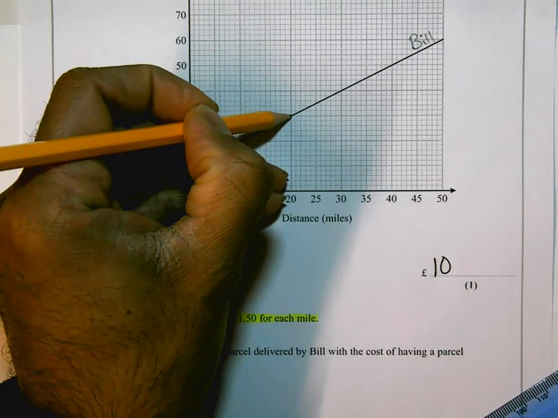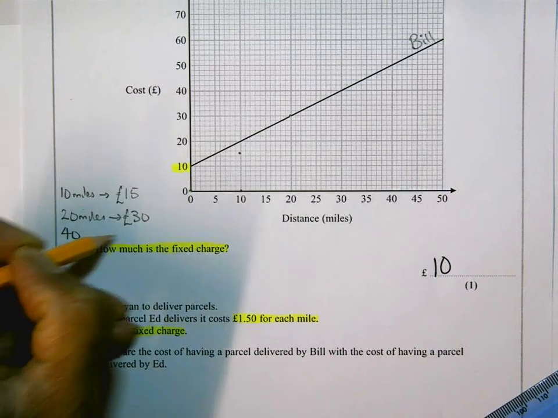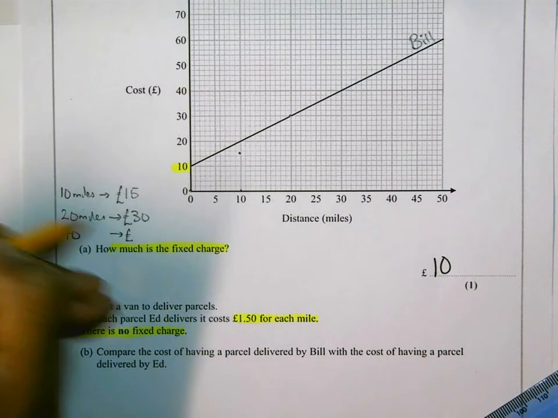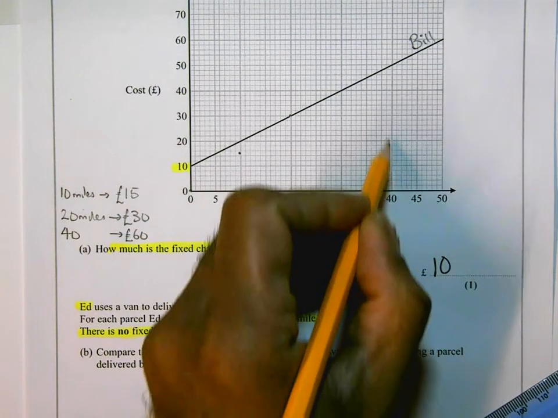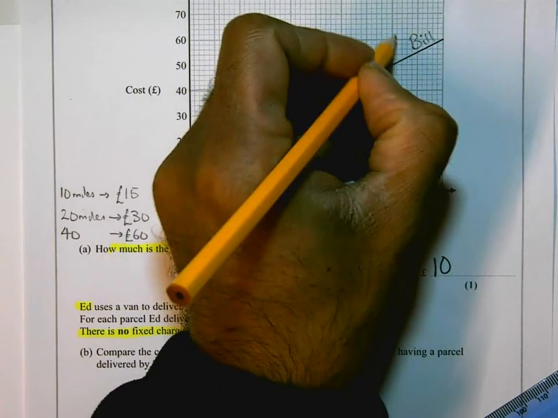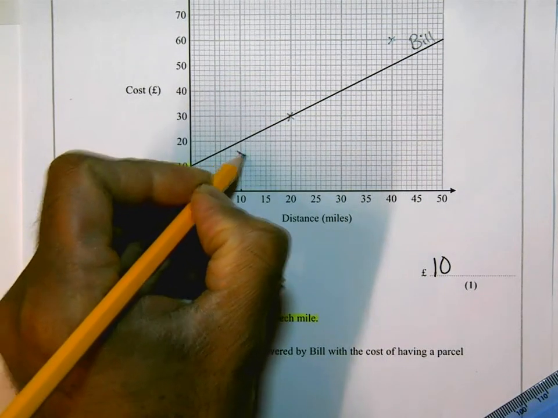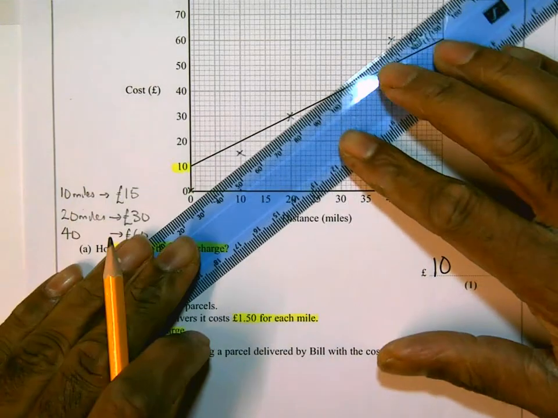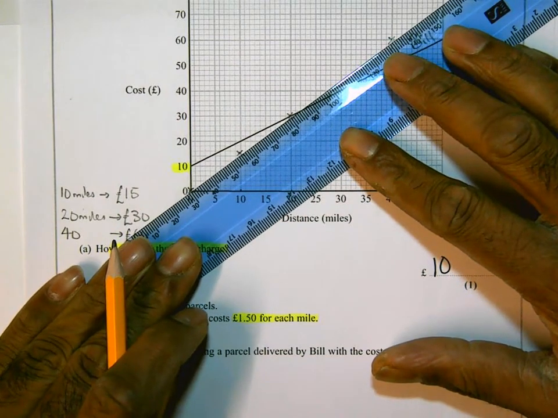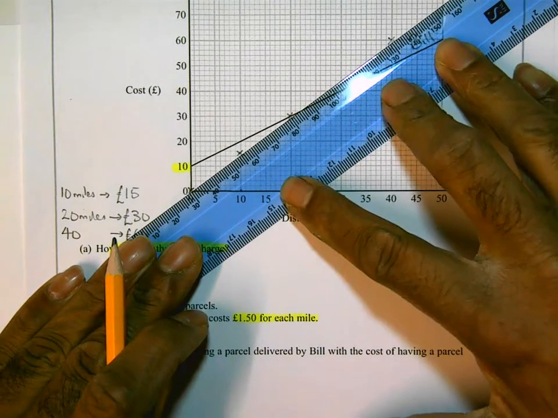I'm going to do one more, 40 miles. All of this makes it easy because I was just doubling each time. So for 40 miles, it's going to cost £60, which is all the way up there. I should use crosses for these, so the examiner knows exactly what you're on about. And I actually have 4 points because this one here is a point as well. Join all of these up, and I know I'm going right because everything's on a straight line. Join them up, and there it is.